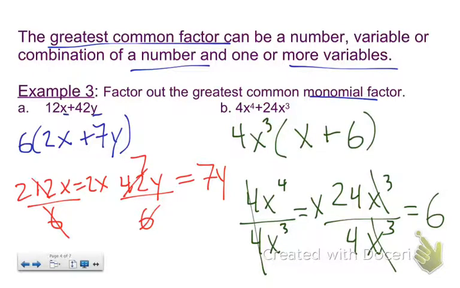I factored out a 4x cubed. So one way to think about it is kind of like reverse distribution. If I were to distribute this 4x cubed inside, I would get what I started with. So it's kind of like going backwards.